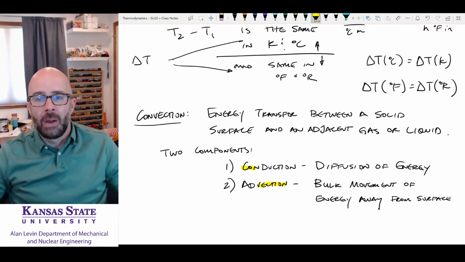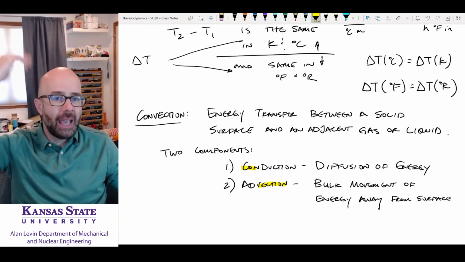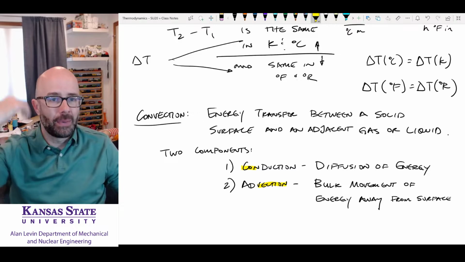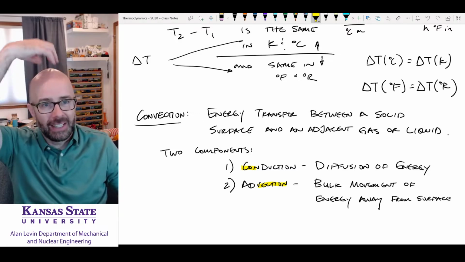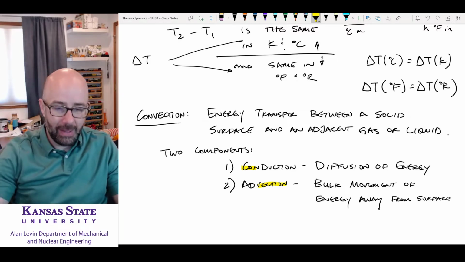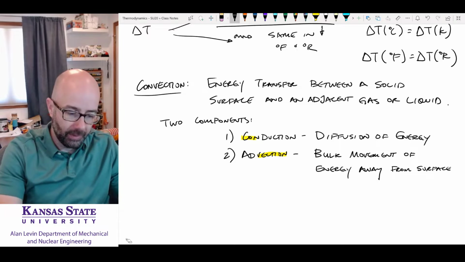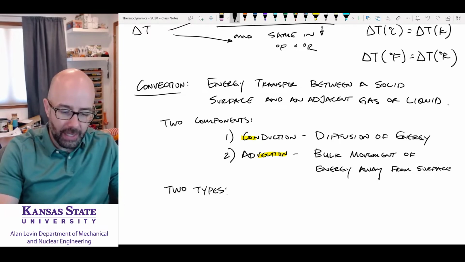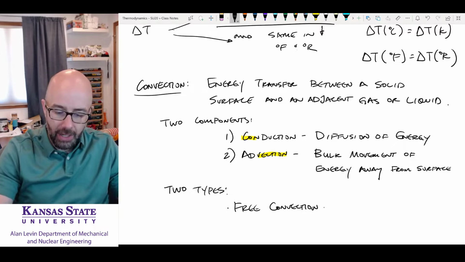Okay. Now, any surface that's in contact with a gas, any surface that's in contact with a liquid is going to have convection. Right now, my head is convecting, and that makes the point. There's two types of convection. The first one is free convection. Here, buoyancy forces dominate.